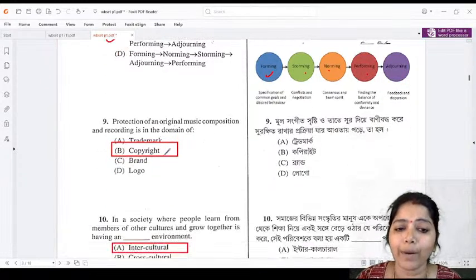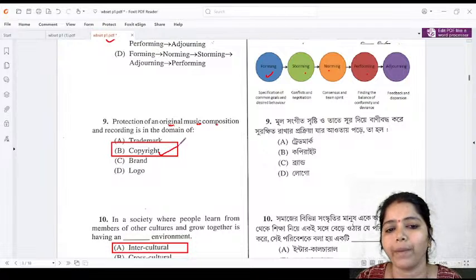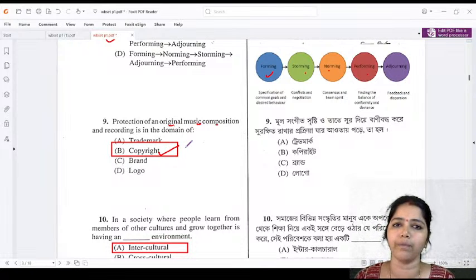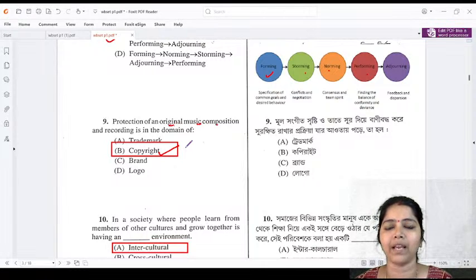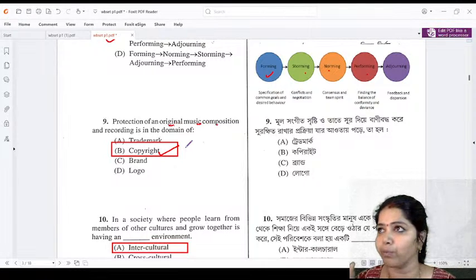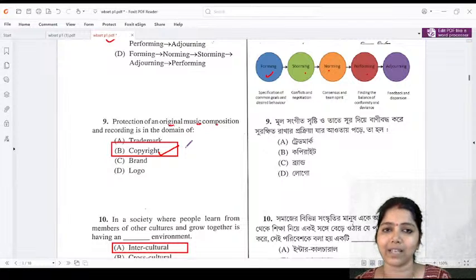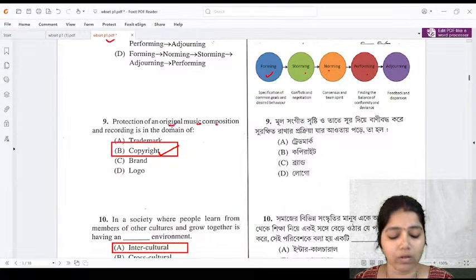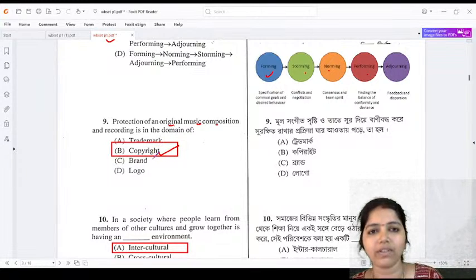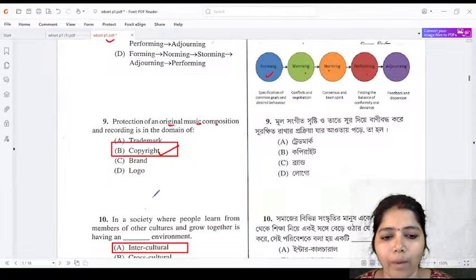Next one. Production of original music composition and recording is the domain of copyrights. Whenever we do music, right? Everywhere on YouTube, in all the places where there is music, those who have composed it will be asking for copyrights. The original people who have done their music composition and recording will protect their own composition by means of copyrights. Okay, the right answer is copyrights.